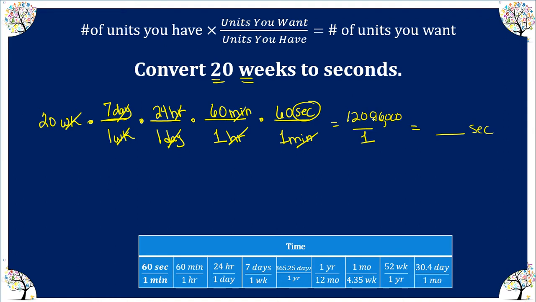One, two, three. So that looks like 12,096,000 seconds divided by 1 gives me back just that number. So that's how many seconds is in 20 weeks.